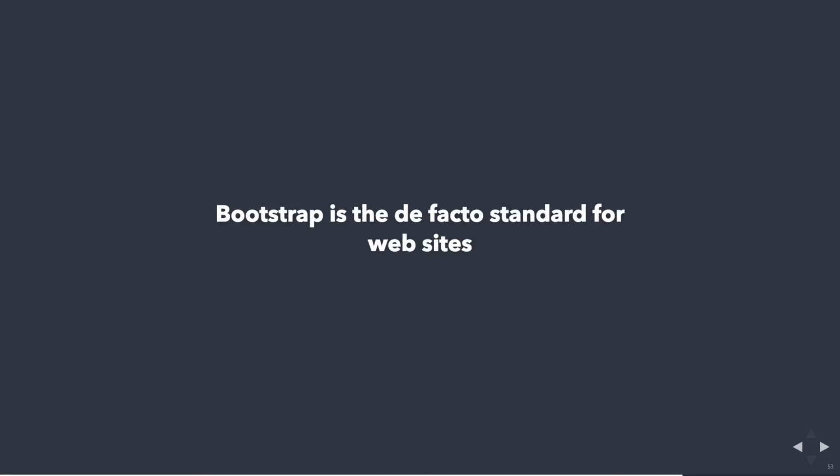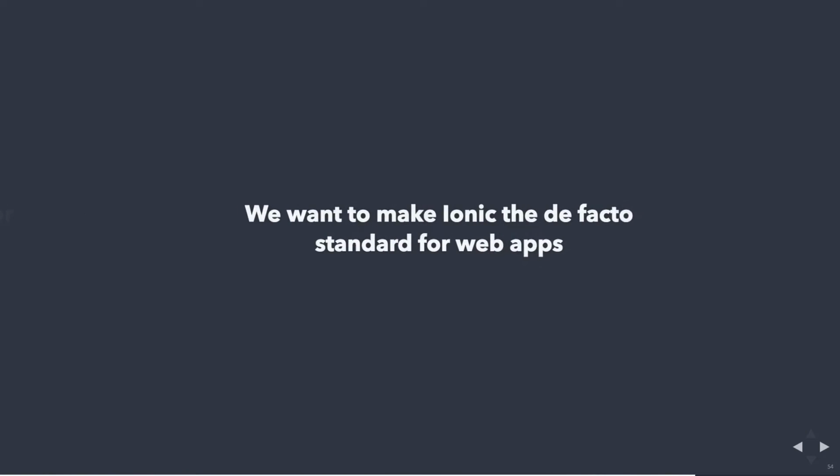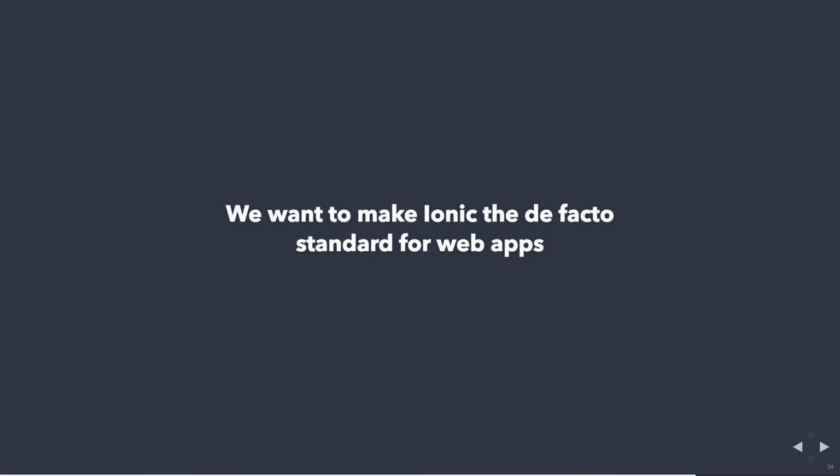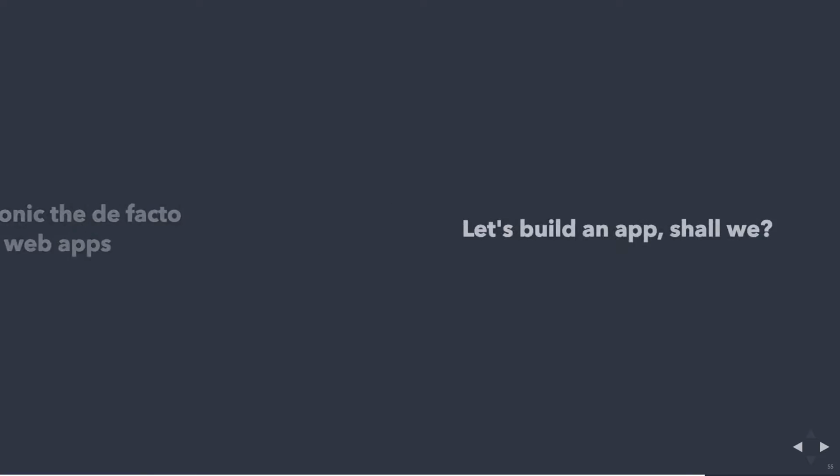So this is not like a company thing, this is just what I always tell people. Everybody uses Bootstrap to make websites today. Like everybody, like 9 out of 10 people. It's so popular, it's crazy. Most popular project on GitHub too. It's the de facto standard. We want to make Ionic the de facto standard for web apps. Bootstrap is for sites, Ionic is for web apps.